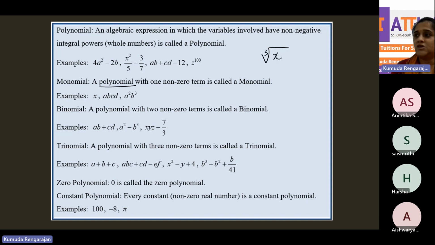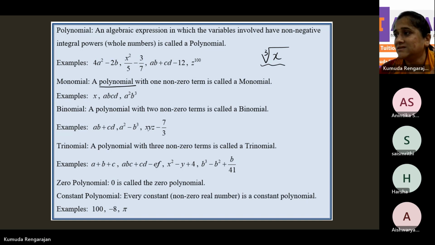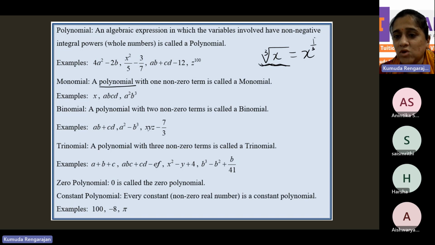cube root of x, this is not a monomial. It has 1 term, but that doesn't make it a monomial. Mono means single, that's what English says, but no, this is not a monomial, because if it's a monomial, it should be a polynomial. So is this a polynomial? There is 1 term, that's fine, but if it has 1 term, it doesn't mean it's a monomial. We need to understand if this is a polynomial first. This is nothing but x to the power 1 by 3, and 1 by 3 is not a whole number. So cube root of x is an algebraic expression, but not a polynomial.